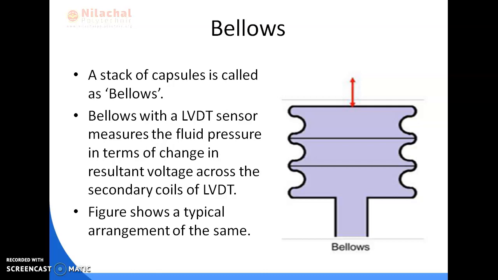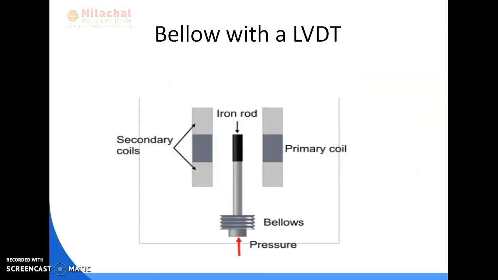In this figure we can see the bellows, and this is the arrangement of bellow with the LVDT. Whenever the fluid will be pressurized inside this pipe, it will pressurize the bellow, and due to that will push the iron rod or core which is placed in between the primary and secondary coil of LVDT. By this means we can measure the pressure of the fluid.